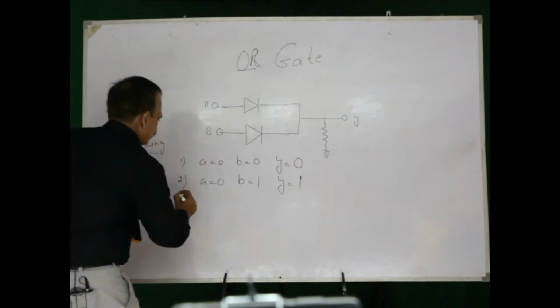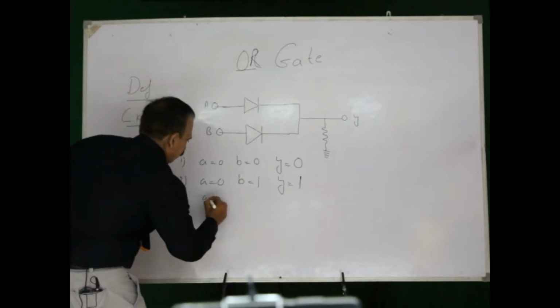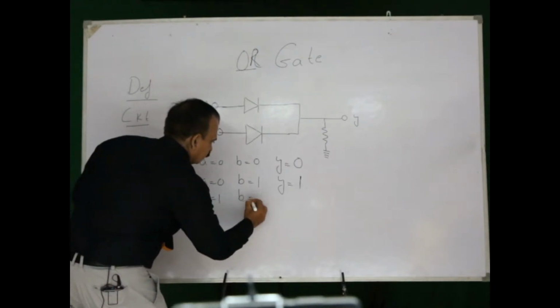Case 3 is A is equal to 1 and B is equal to 0.